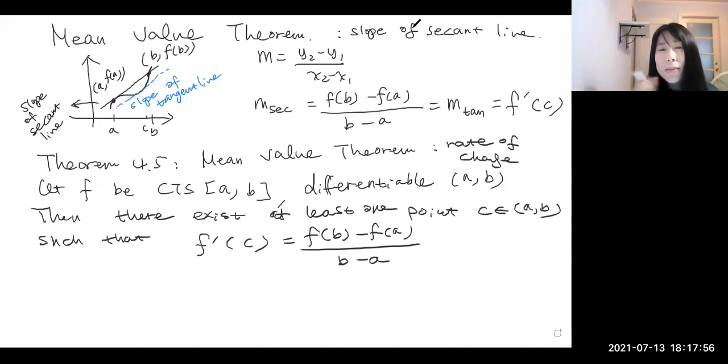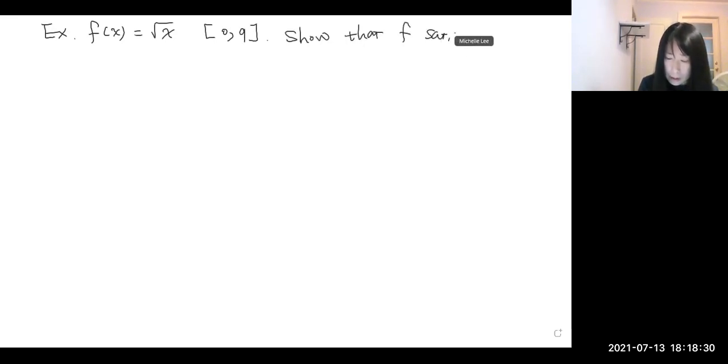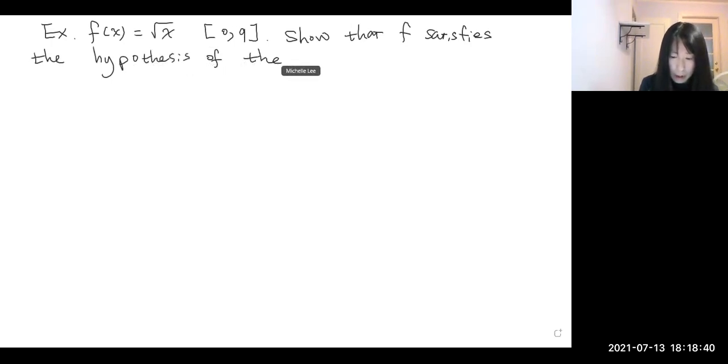I'm gonna erase this one. Okay. So let me just write down. We know the formula, right? I don't have to write it down because we know already. So we have f of x equal to square root of x in the closed interval, which is 0 and 9. Oops, I said close and then open it. Closed. Show that f satisfies the hypothesis of the mean value theorem.